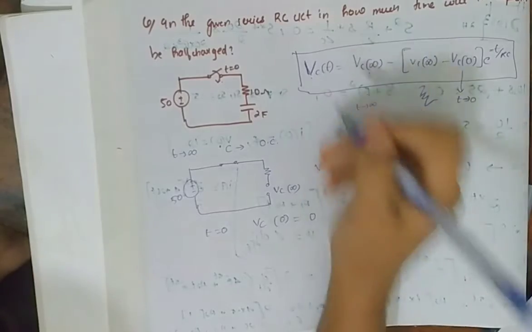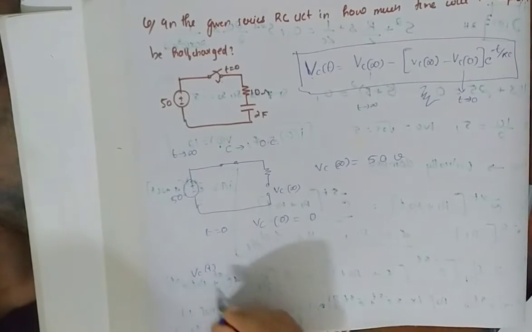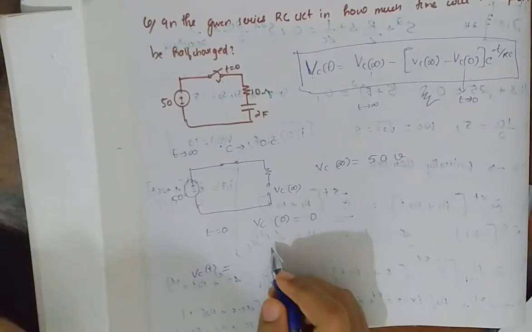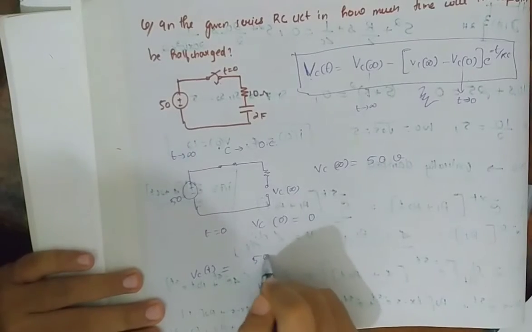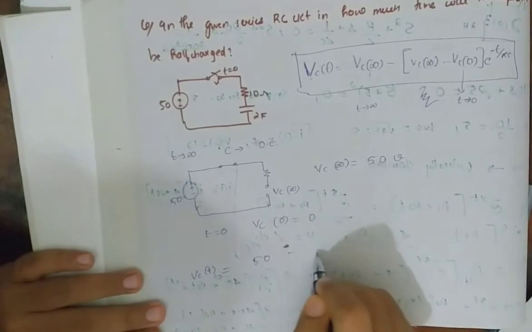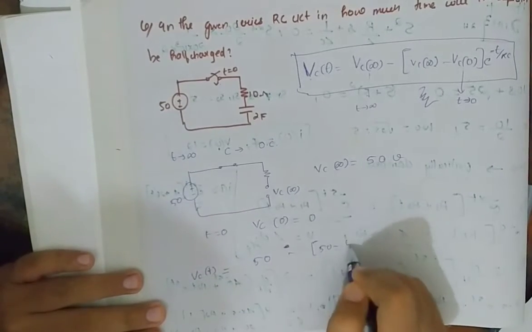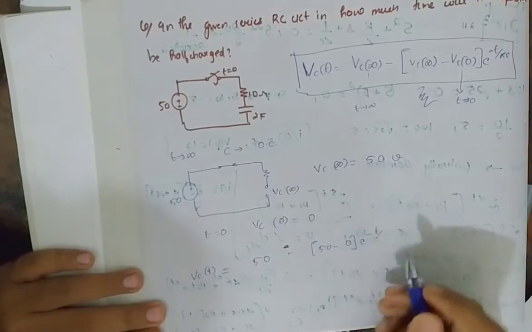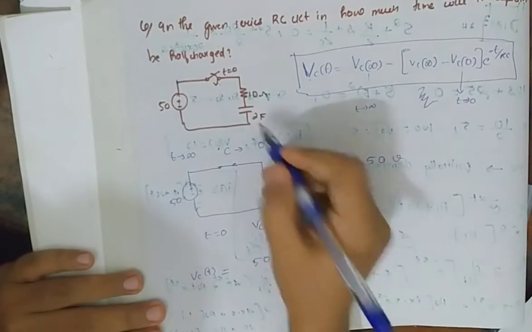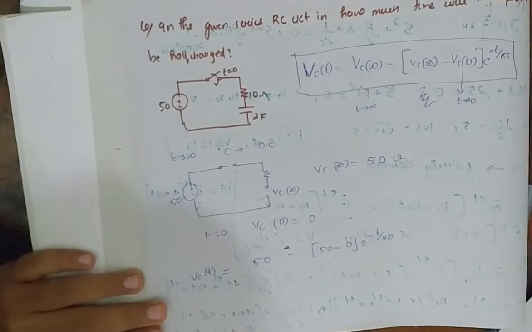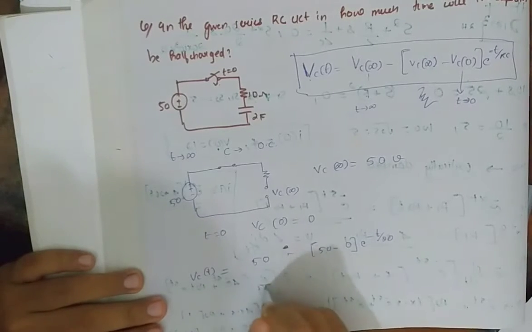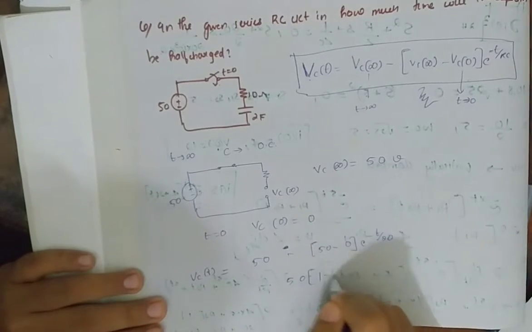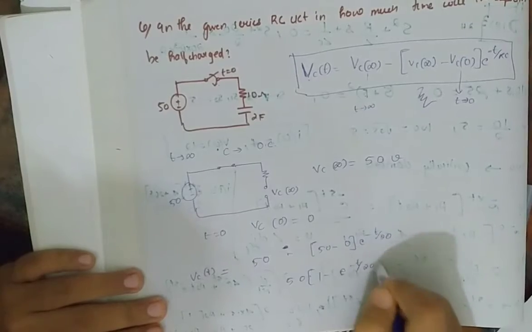And now coming back to this equation and substituting that, we will get Vc of t equal to Vc of infinity, that is 50, minus (50 minus 0) into e raised to minus t divided by RC. What is RC? 10 into 2, that is 20, right? So this is equal to 50 into 1 minus e raised to minus t divided by 20.